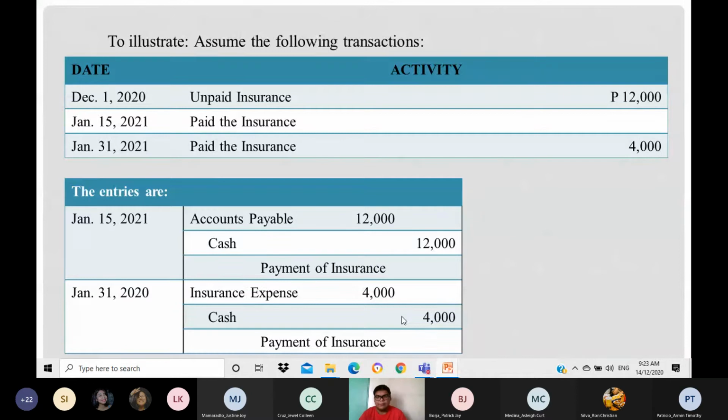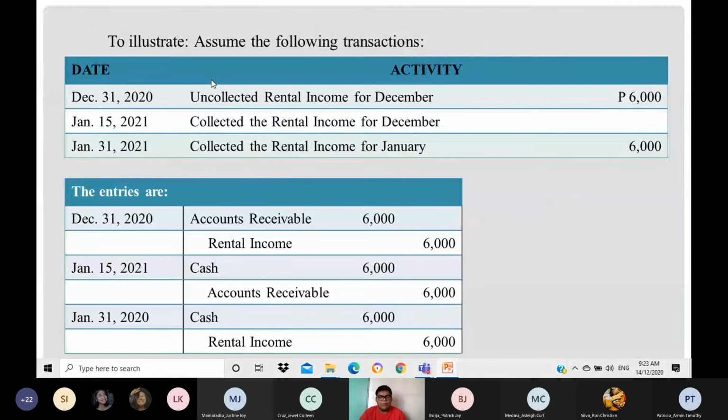So, another scenario. To illustrate, assume the following transactions. December 31, meron kang hindi pa nakokolektang renta. Uncollected rental income for December worth 6,000 pesos. And then January 15, doon mo lang nakolekta yung renta na yun. So, January 15 mo na siya nakolekta.